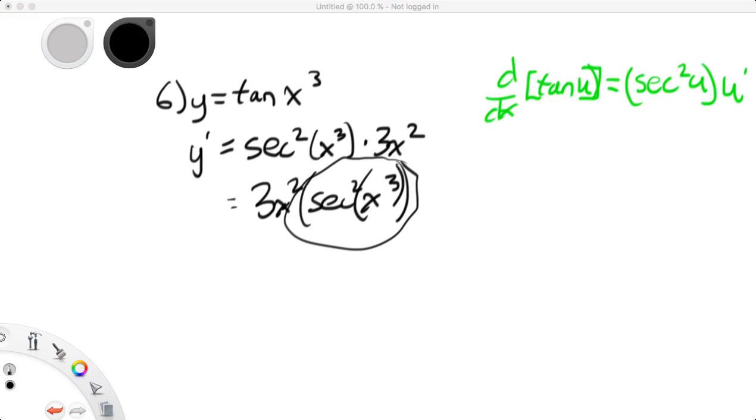Now, I want to just reiterate something that we talked about last week. This indicates that you're multiplying 3x squared times the secant squared of x cubed. What you need to remember is that this notation is saying that it's the secant squared of x cubed. This whole thing is a function, and the x cubed belongs inside parentheses inside of that function. I'll have another video going on to some of the next ones.